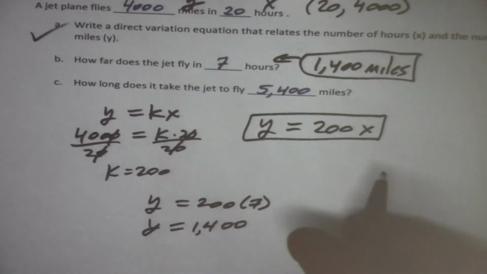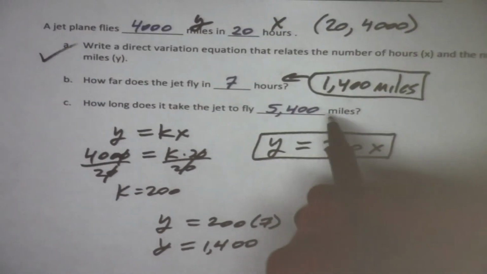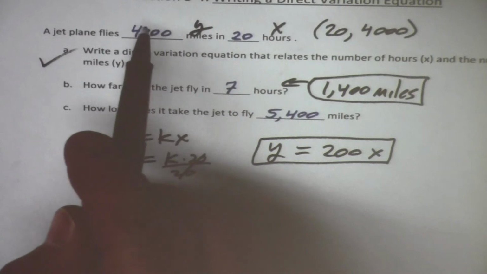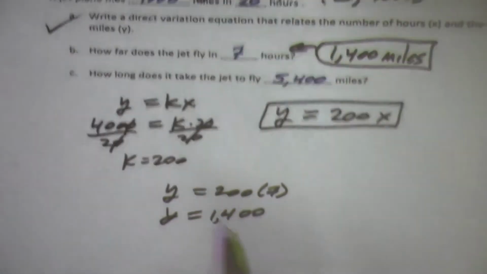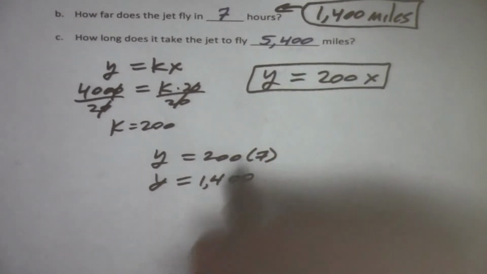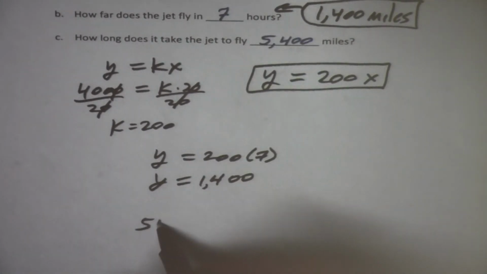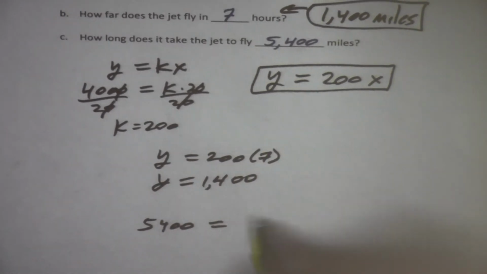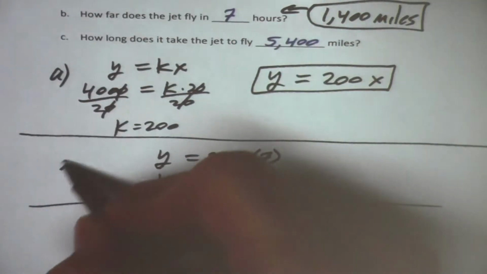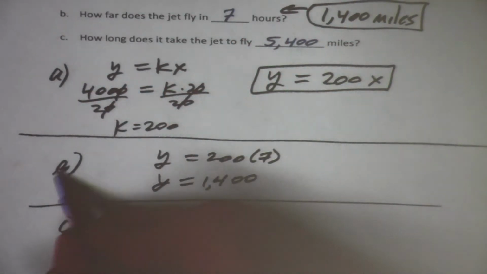How long does it take the jet to fly 5,400 miles? So now we're given the number of miles, we need to find the hours. That means we're given the y and we're not given the x, but that means we can put that number in place of y. So I'll do 5,400 equals 200 times x. I'm going to do some lines here because this is where I worked out A, this is where I worked out B, here's where I'm working out C.